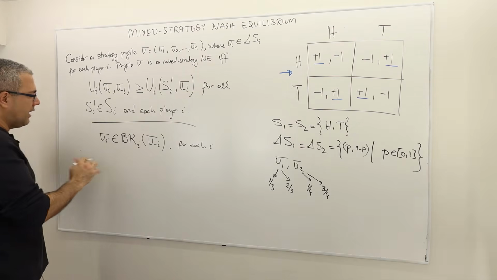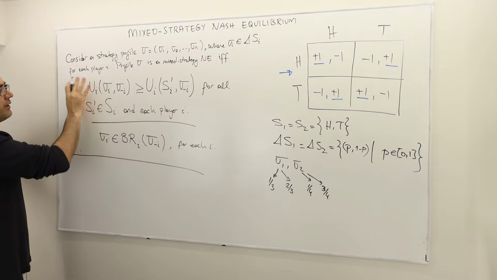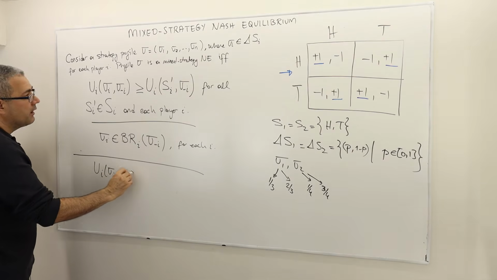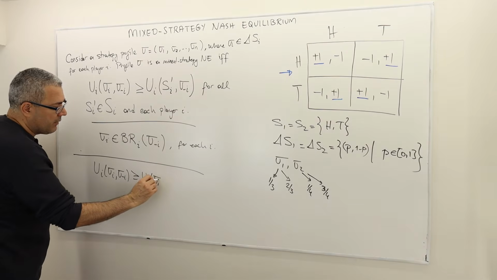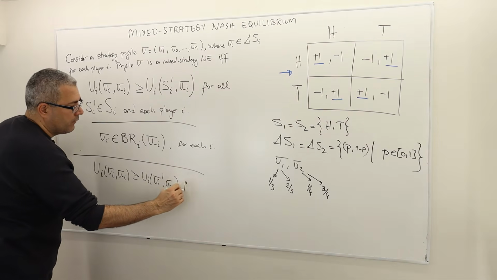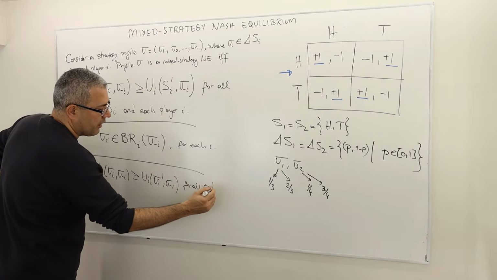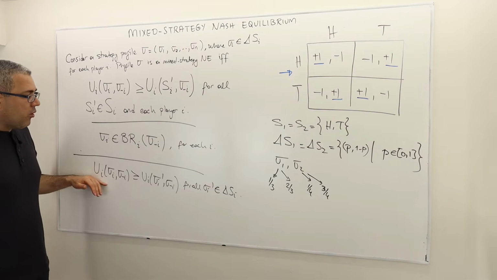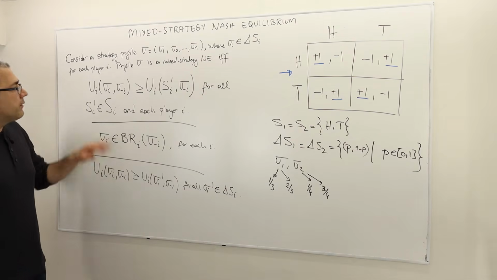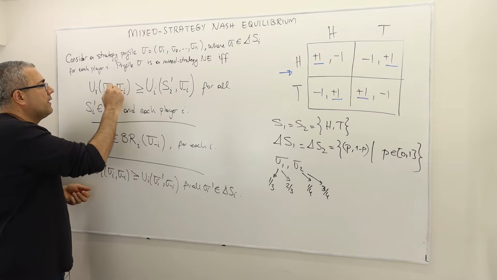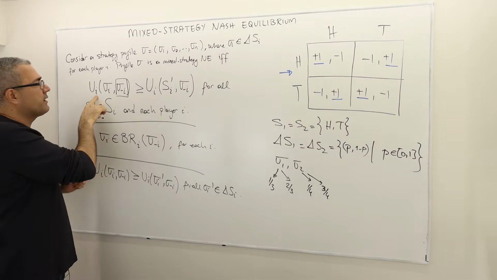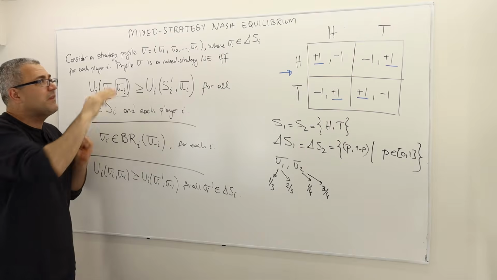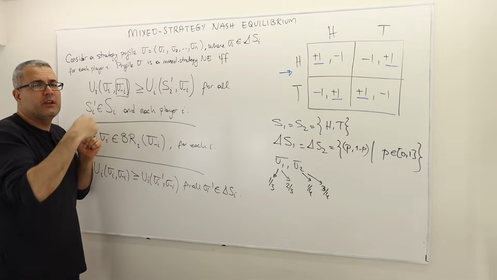You may ask, why don't I write this inequality as U_i(sigma_i, sigma_{-i}) greater than or equal to U_i(sigma_i prime, sigma_{-i}) for all sigma_i prime in delta S_i? Do you see what I mean? Once I fix the other players, let's fix player i. I have to do this for every player, because I have to check that in this profile, each player is best responding to his or her opponents.